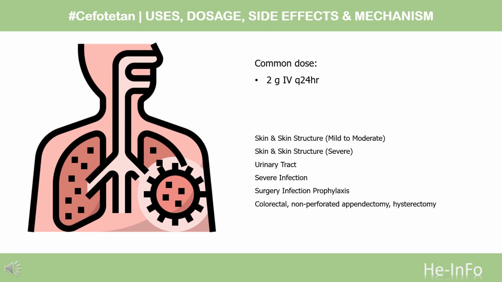Other infection sites: 1 to 2 g IV/IM every 12 hours. Severe infection: 2 g IV every 12 hours. Life-threatening infection: 3 g IV every 12 hours. Surgery infection prophylaxis. Colorectal, non-perforated appendectomy, hysterectomy: 1 to 2 g IV. Ruptured viscus: 1 to 2 g IV every 12 hours.